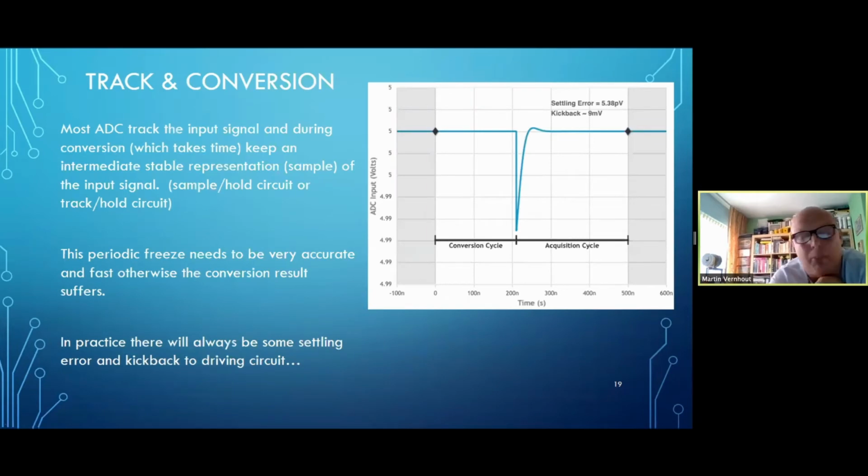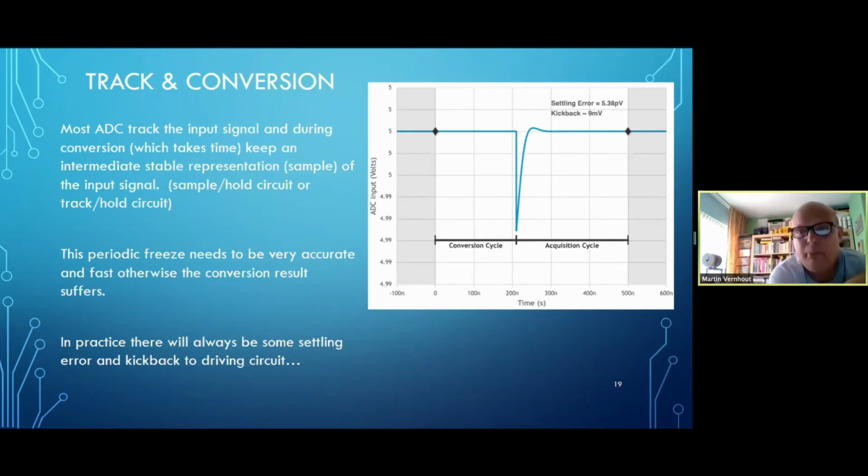Most analog to digital converters actually operate with a track and conversion cycle. That means converting the analog signal to a digital signal requires time, and in that time you don't want your analog signal to vary. So you sample it, keep it the same, and then move on. This periodic freeze needs to be very accurate and fast, otherwise the conversion result will suffer from it.